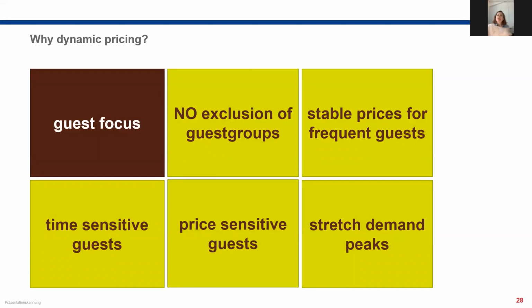As I already said right at the beginning, for me, having different prices is about being very guest focused. Having flexible prices means that you do not exclude guest groups because you always raise prices. And we all know when we always raise our prices, there will be a point where we lose guests. We lose group guests because they are very price sensitive, or we lose guests, for example, in the senior age because our price always gets higher.